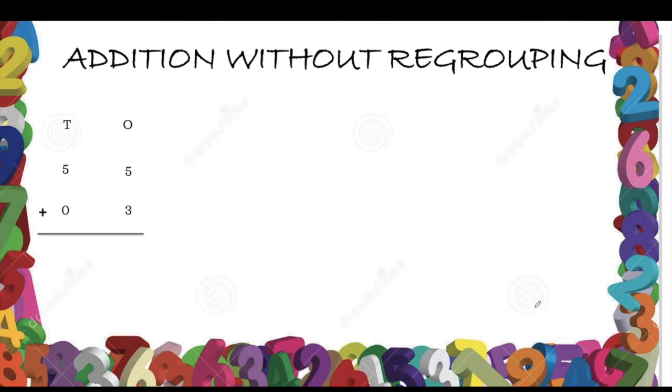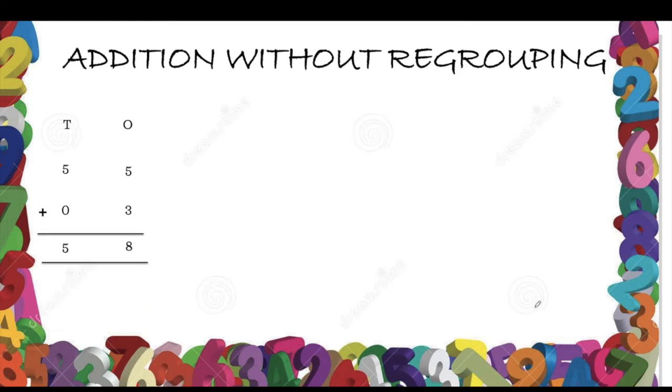Yes, so let us add. 5 in your mind, 3 in your finger. After 5, 6, 7 and 8. Next, in tens place, 5 in your mind, 0 in your finger, which means any number added with 0 will give you the same number. So 5 plus 0 is 5.